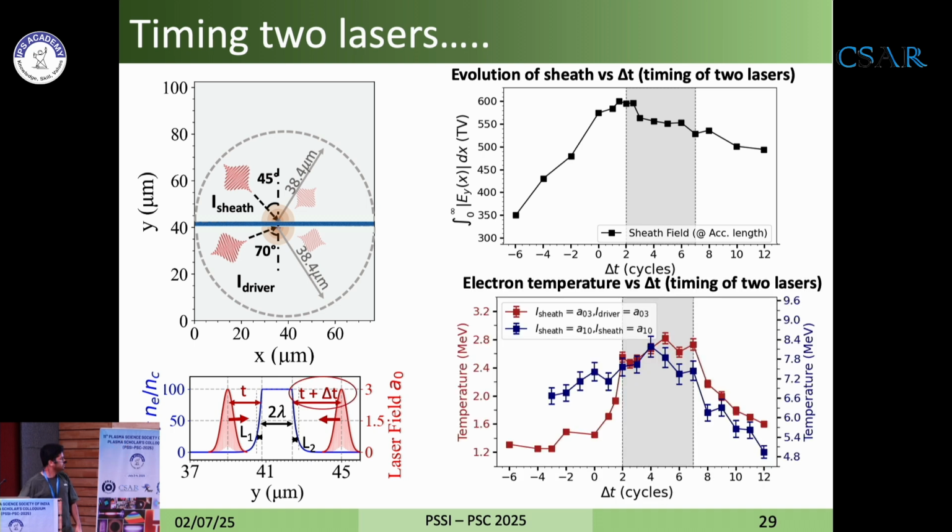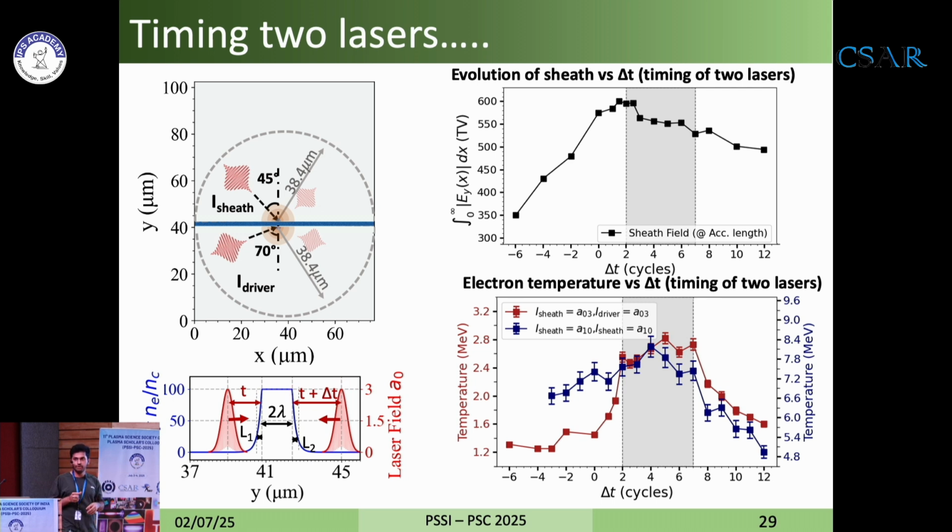The bottom part is the electron temperature, where both of the lasers are A0 3 and 3, and the red curve shows that. If both of the lasers are A0 10 and 10, the blue curve shows that. And you can see that there is a gap of around 7 to 8 cycles between the two lasers, where the electron temperature of those on the surface stays constant.